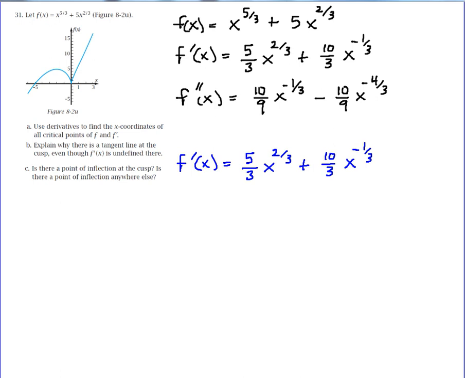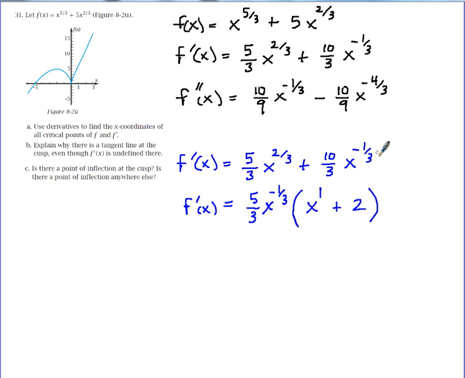So I'm going to find the critical points of f and then the critical points of f prime, which means I have to find the first derivative and then the second derivative. So using that first derivative, I'm going to try and figure out where this first derivative is either equal to 0 or where this first derivative is undefined. The current two-term form doesn't really help me much, so I'm going to factor that. I can factor 5/3 out of both terms. I can also factor x to the negative 1/3 out of both terms.